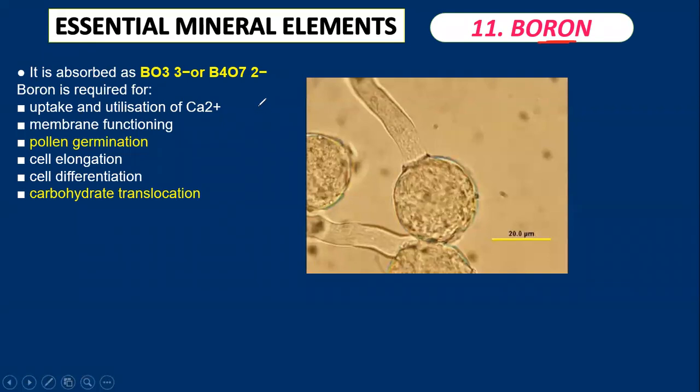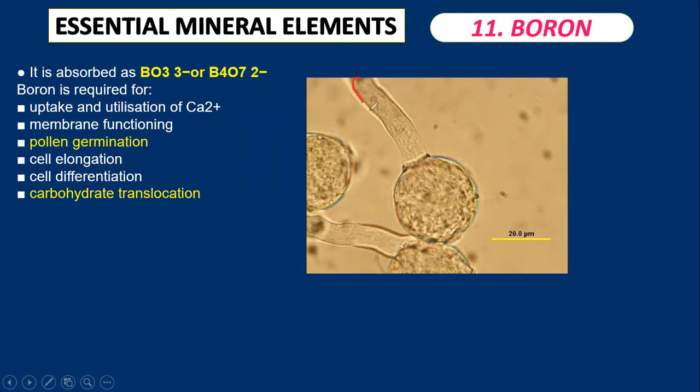Boron is mainly present as BO3 minus or B4O7 2 minus ion. Clear? Boron is very important. It is needed for pollen germination, pollen tube growth, and also for cell elongation, cell differentiation, and carbohydrate translocation as well. Is it clear for everybody?